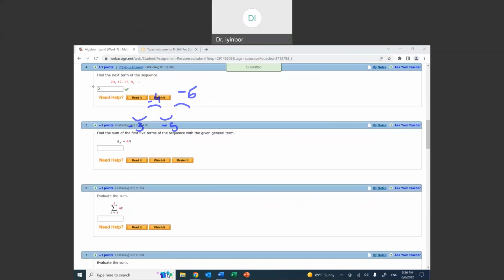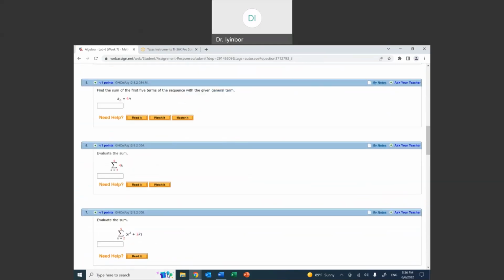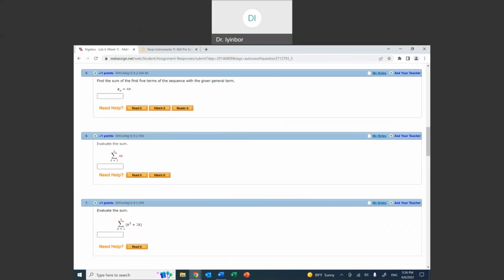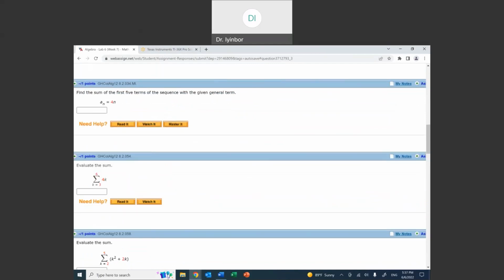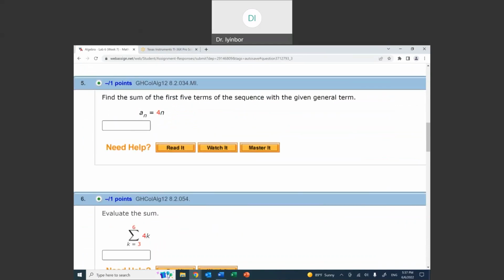And then the rest of it, 5, 6, and 7 on this sequence, you need to find the sum. So number 5, let me explain 5, and then 6 and 7 also sum. Find the sum. So here we have a sequence. They give me what is called the general term. General term means a formula for how to calculate each number. And it says find the sum of the first 5.